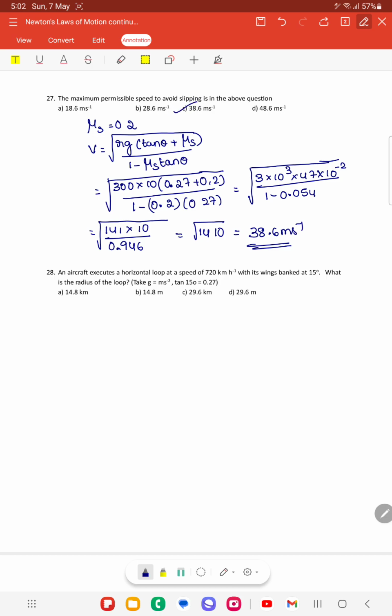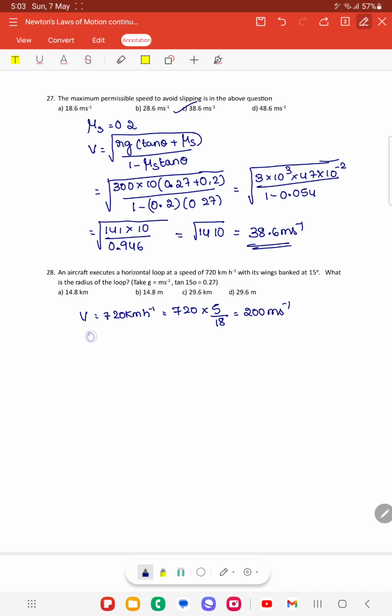Question number 28. An aircraft executes a horizontal loop at a speed of 720 km per hour with its wings banked at 15 degree. What is the radius of the loop? So we have the velocity, that is 720 km per hour, converted to meter per second, that is 720 into 5 by 18, which is nothing but 40 into 5, which is 200 meter per second.